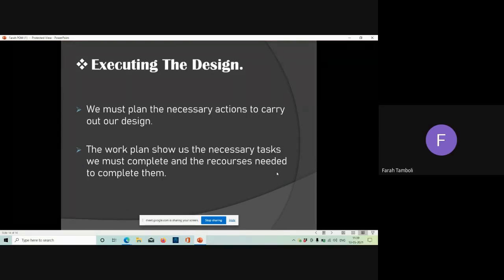Next is executing the design. We must plan the necessary actions to carry out our design. The work plan shows the necessary tasks we must complete and the resources needed to complete them.